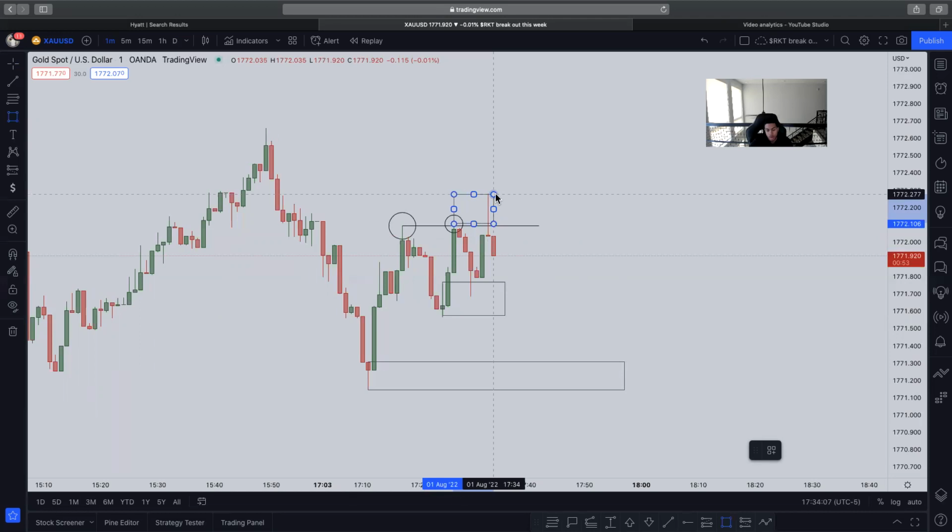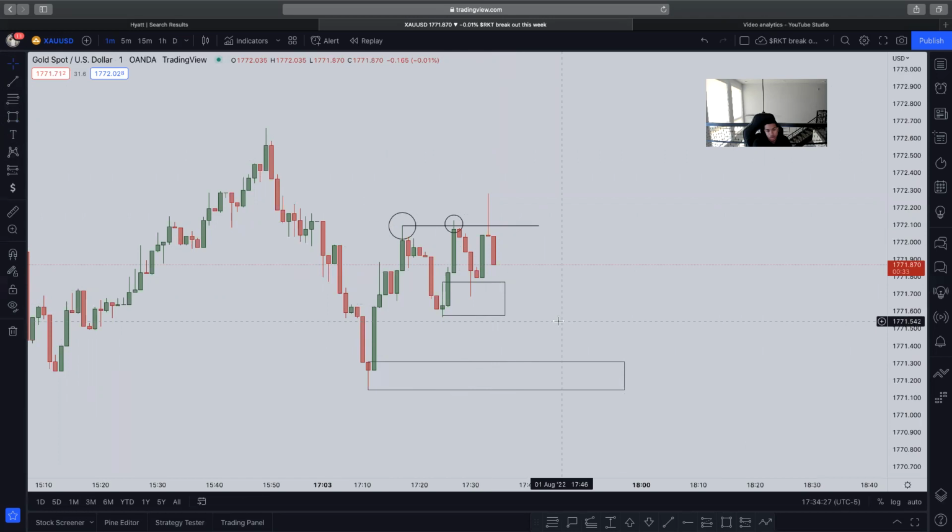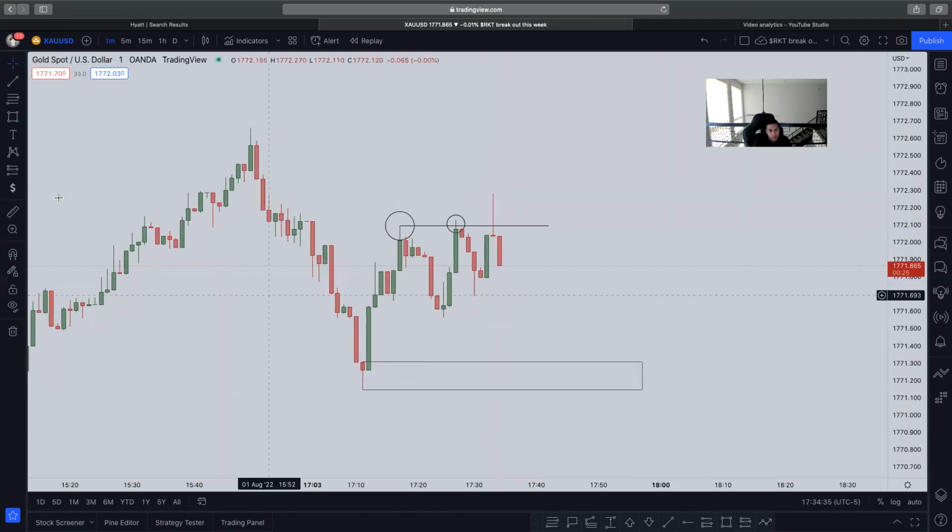All right. And let's see what's going on. So I just entered some more sells, slight profit. And this is how I scalp. A lot of people don't like to scalp, but to each their own.